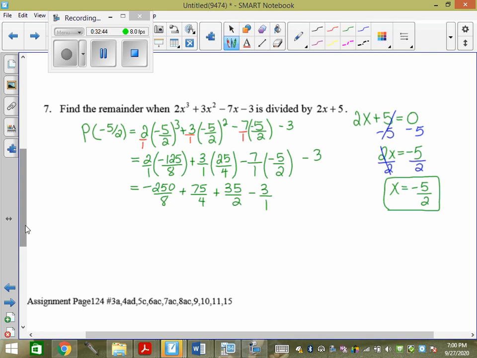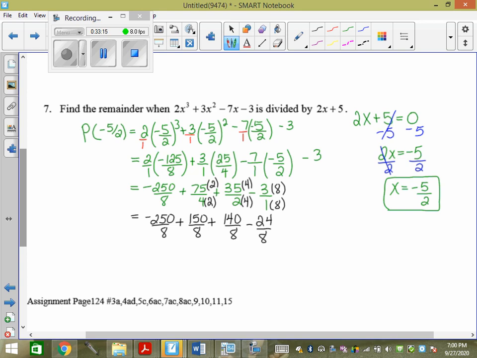You technically would have to make common denominators, and half of you are like, I just plugged it in, Lepp, and I have the answer already. Why are you still going? Because I'm showing you actual math, so I need to make common denominators. So I do the bottom, I have to do the top. So I'm going to get negative 250 over 8, plus 150 over 8, plus 35 times 4 is 70 times 2, so 140 over 8, minus 24 over 8.